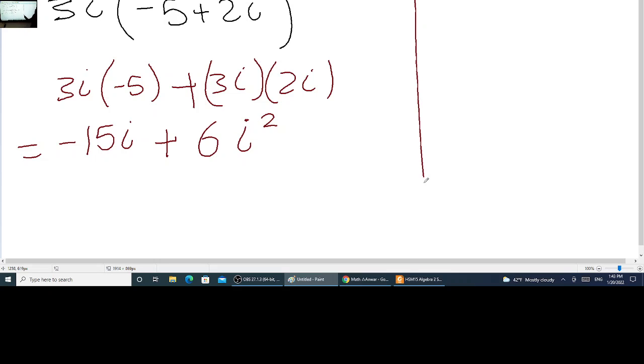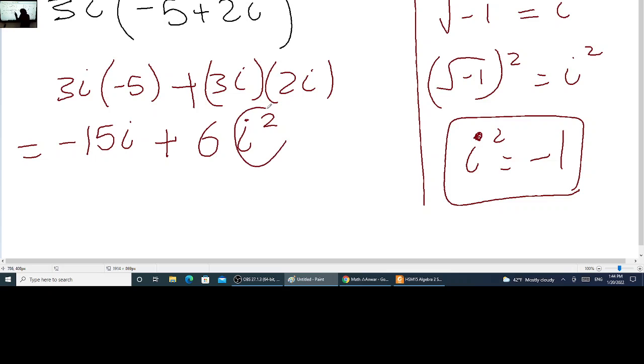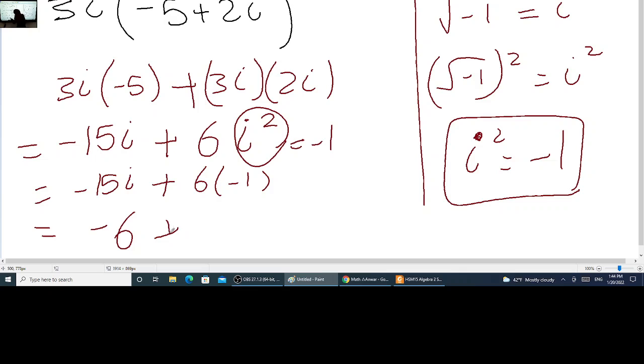But we know that the square root of negative 1 is i. So the square root of negative 1 squared is i squared. So i squared equals negative 1, right? So this is negative 1. So here we have negative 15i plus 6 times negative 1. So the final answer is negative 6 minus 15i.